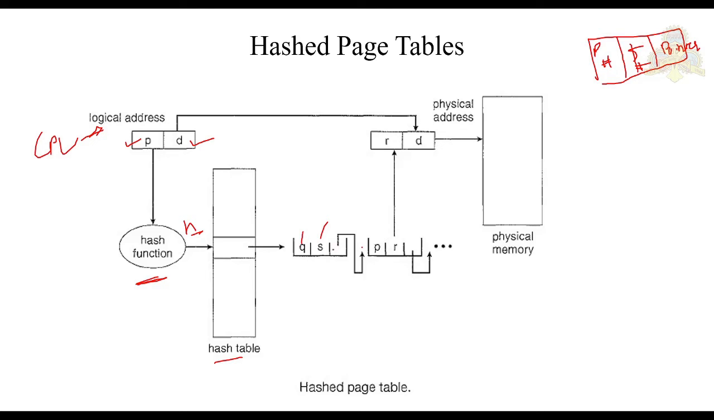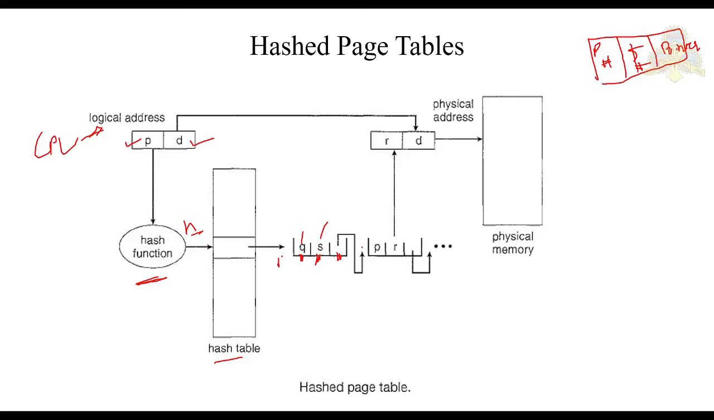Okay, so each entry in the hash table would contain a linked list, which is nothing but a collection of items or elements. Each node in the linked list will have three fields: first the page number, then the frame number, then the pointer or the address of the next node.